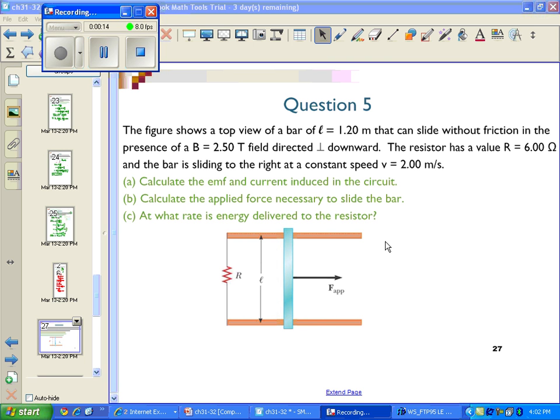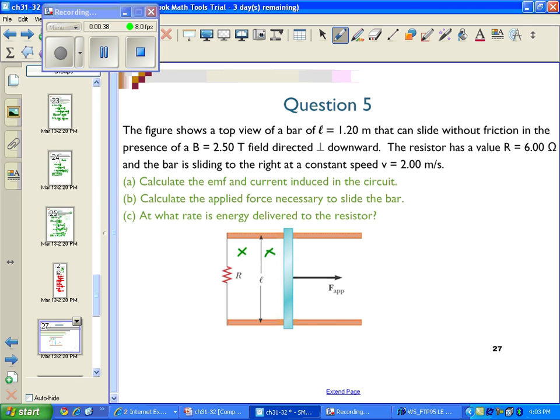Question 5 shows us a figure, and it says that there is a conducting bar of length 1.2 meters that can slide without friction along the rails that are given here in the presence of a magnetic field which is pointed perpendicularly downward. So in other words, there is an external magnetic field that cuts through this system, the rod and rail system.